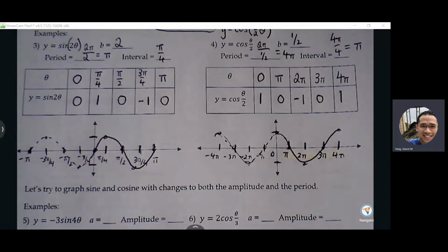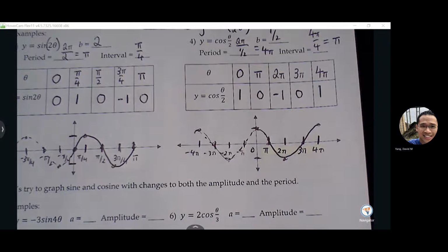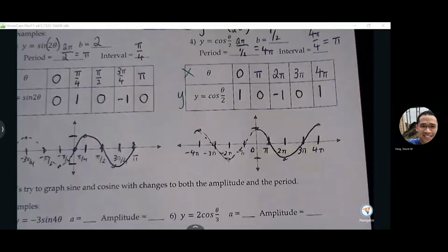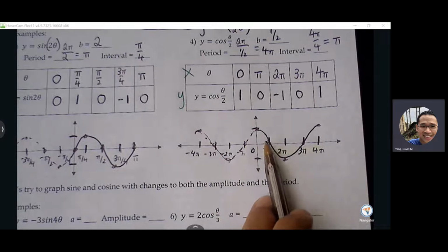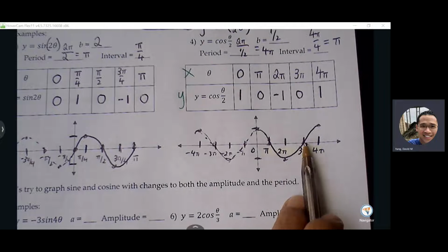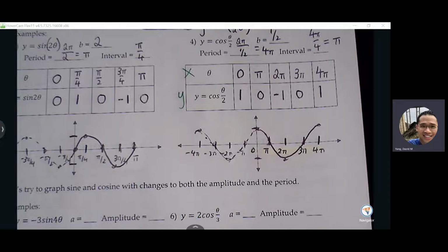Can you explain real quick how you know exactly where the dots go, like our points? Good. So think of this as your x value, and think of this as your y value. My first ordered pair is 0, 1. Second ordered pair is pi, 0. 2 pi has -1. 3 pi, 0, and 4 pi, 1. So just treat your first row as your x values and the second row as your y values.